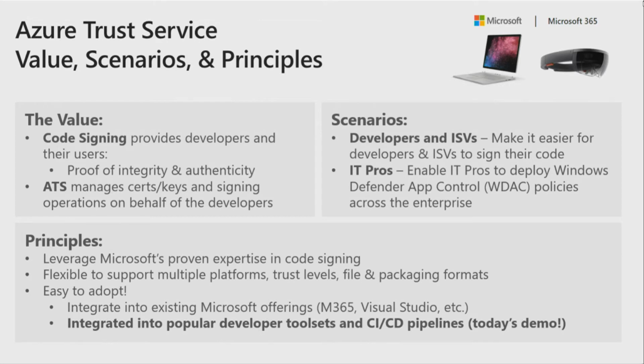Overall, we really want to build upon infrastructure and knowledge that we have. So the Azure Trust Service is really building upon Microsoft's proven expertise in code signing. We code sign billions of files a day through all the different Microsoft products and services that we use, whether it's building Windows, through Office, through the Microsoft Store. And what we're looking to do is really make this super easy to integrate into your existing workloads, whether it be Visual Studio, Azure DevOps, or any kind of experience that you have for building and deploying apps.